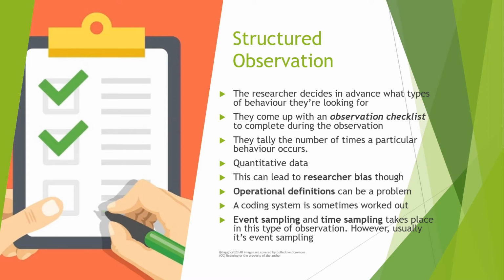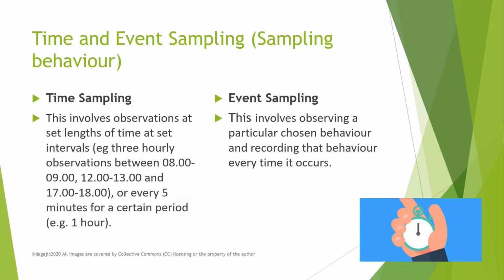Another decision the researcher needs to make is, are they just going to sit there and observe everything, or are they going to have a sampling technique for sampling behaviour? And the main types are event and time sampling. And in a way, a structured observation is an event sampling because you're looking for certain types of behaviour, and that's when your observation starts.